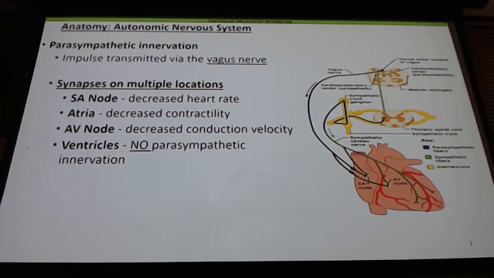The parasympathetic nervous system, on the other hand, which comes from the vagus nerve, is your rest and digest component, right? And its synapse is actually only on the 3 areas. It does not synapse on the ventricle. So what ends up happening with this is you decrease your heart rate, you decrease that contractility of the atria, and you decrease that conduction from the SA node down to the AV node, and then also through the AV node itself. So it slows the heart rate down using the parasympathetic nervous system.